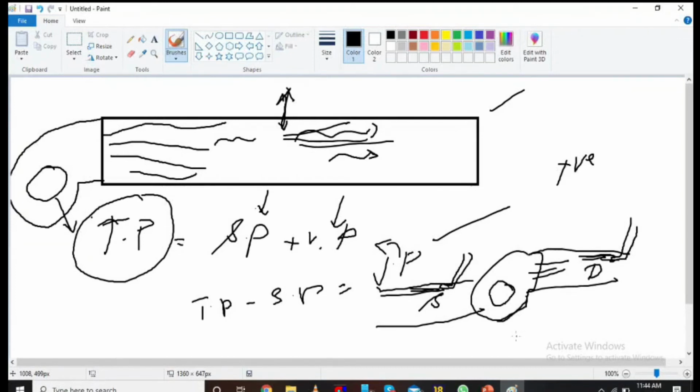Okay, but static pressure is not like that. This is negative static, this is positive static. Understood?